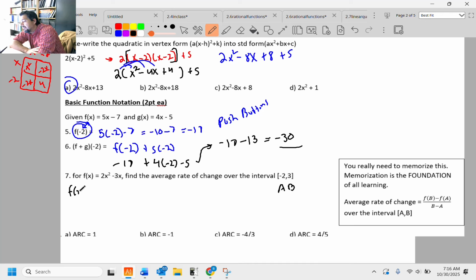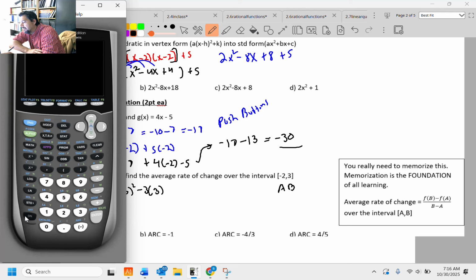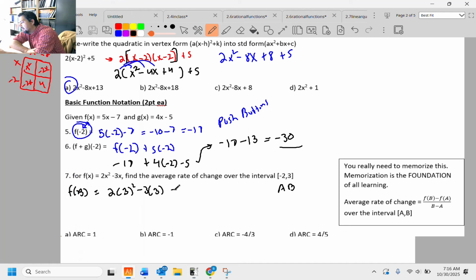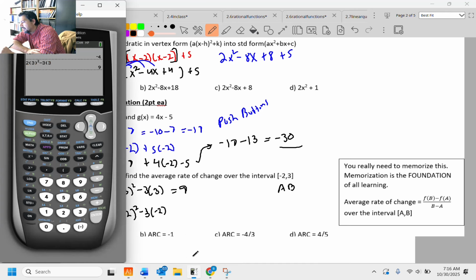But anyways, you get a and b from this guy right here. So first thing I'm going to do is find f of b. I find f of b by plugging in a 3. You can just type 2 times 3 squared minus 3 times 3 in parentheses. You do need to work on your ability to do computations, by the way. You get 9. It'd be cooler if you could do it by hand, but we both know y'all struggle. Now we're going to find f of a. It's 2 times negative 2 squared minus 3 times negative 2. And let's crank that one out.